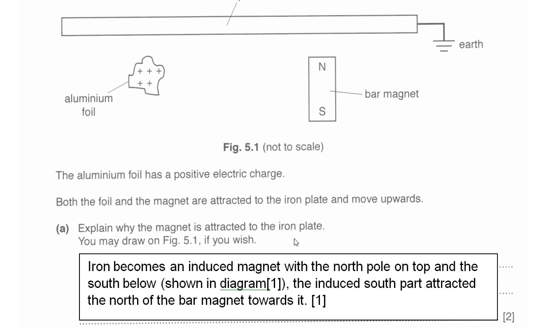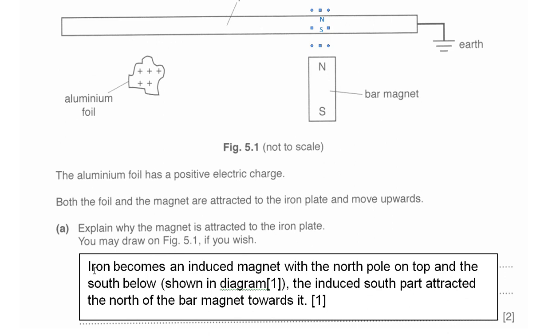In a question like that, generally when they make such a statement, they are just trying to tell you drawing helps to make your answer better. So you should draw. So I have drawn the north and south induced poles on the iron plate here due to the bar magnet.